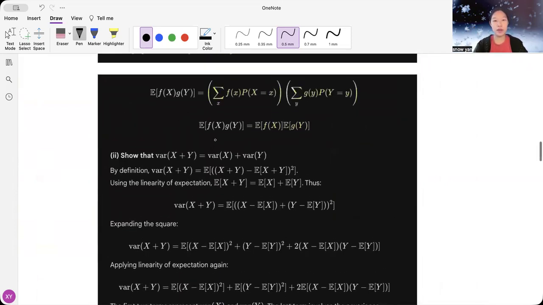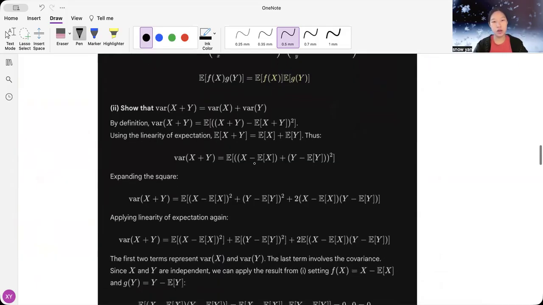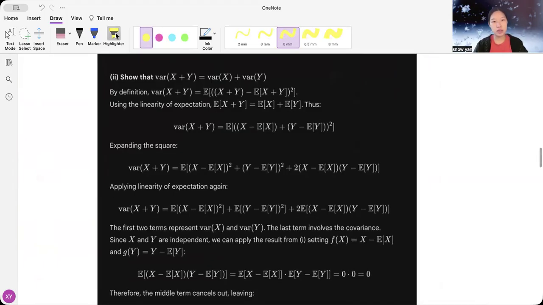In part two, we're basically asked to show that the variance of X plus Y is equal to the variance of X plus the variance of Y. What Gemini did is take the variance of X plus Y and go back to its definition. So it's E of X plus Y minus E of X plus Y, squared, right? And then by linearity of expectation, E of X plus Y is equal to the two things, hence it's equal to this.